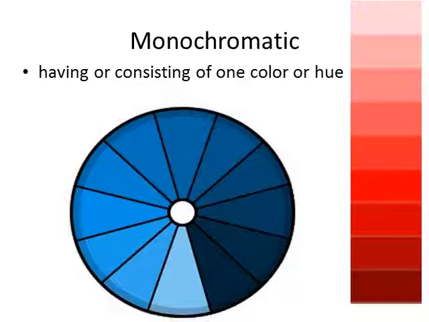Monochromatic. I know you've probably heard this word a million times, but it's basically one hue that has a variety of tints and shades to it. So meaning it is lightened and darkened.